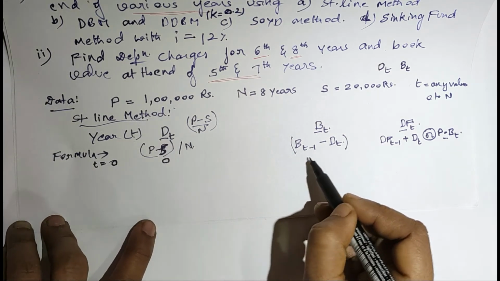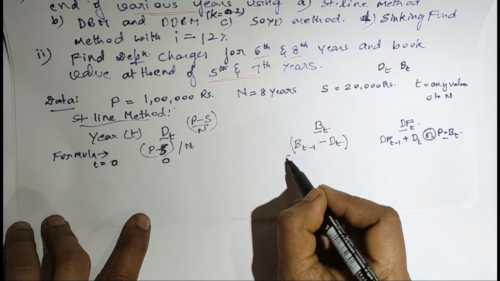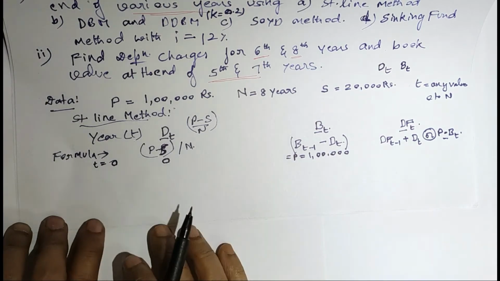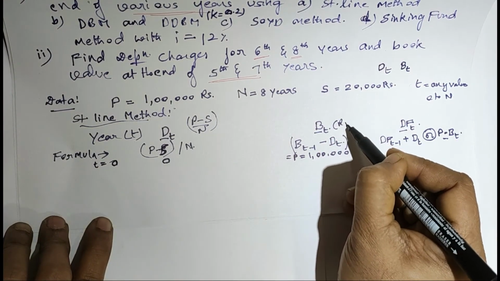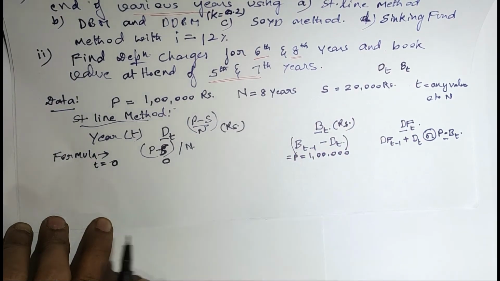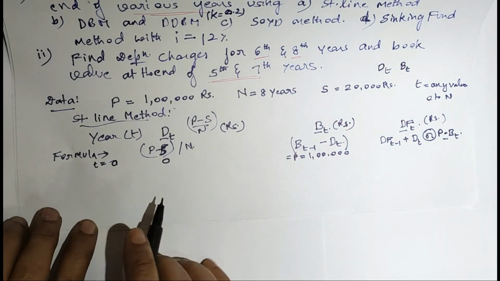Book value. Book value for the 0th year is always equal to P, which is 1 lakh. This is also in rupees. Every time there is no need to write rupees. Once you should write the unit.